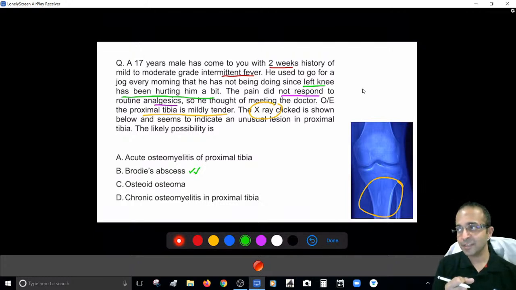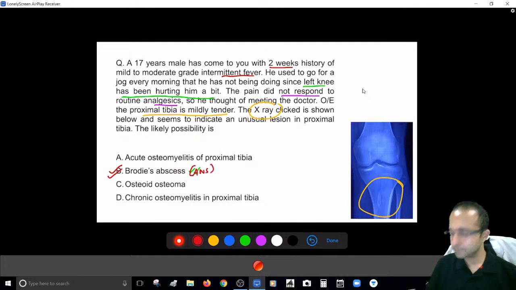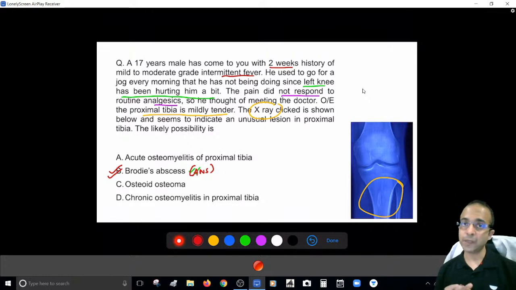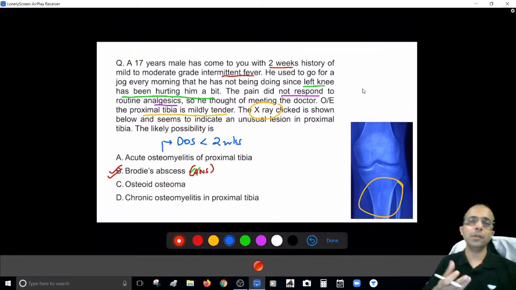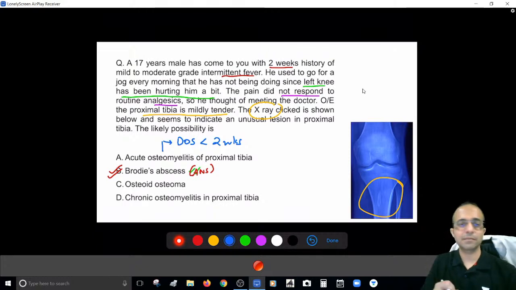D, chronic osteomyelitis. So let me be clear. It is Brodie's abscess, no doubt about it. But whenever you have such kinds of questions, a clinical scenario can always overlap. So it's very important that you rule out other options before you come to the right answer. Like, why is it not acute osteomyelitis? Because the duration of symptoms would strictly be less than 2 weeks, generally a few days, 2 to 3 days. That is how fulminant acute osteomyelitis is.